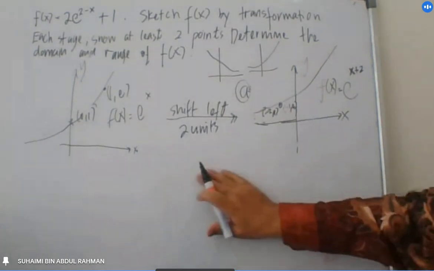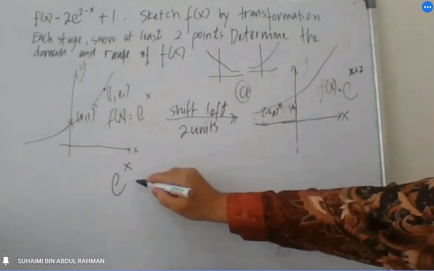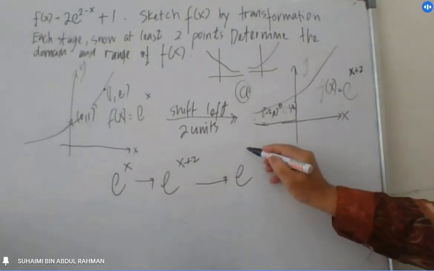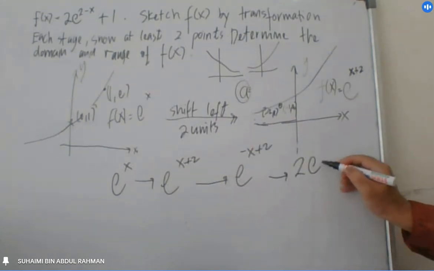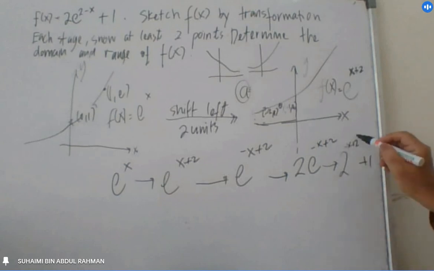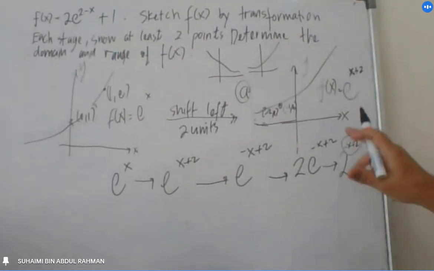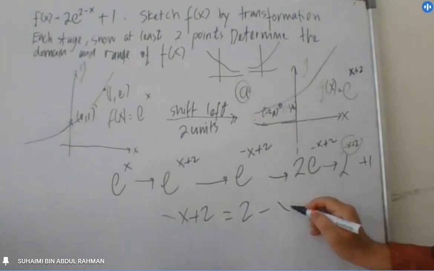Remember that graph, that's what we call transformation. It starts from here, e to the power of x. Then go to e to the power of x plus 2. Then go to e to the power of x plus 2, negative. Then go to 2e to the power of minus x plus 2. Then the last one will go to 2e to the power of minus x plus 2 plus 1. Minus x plus 2 is the same as 2 minus x. I hope that you did not get confused.